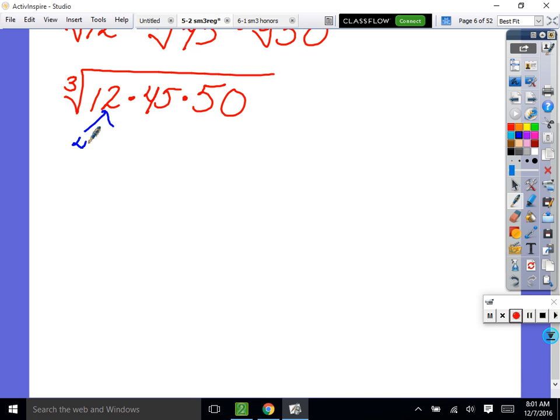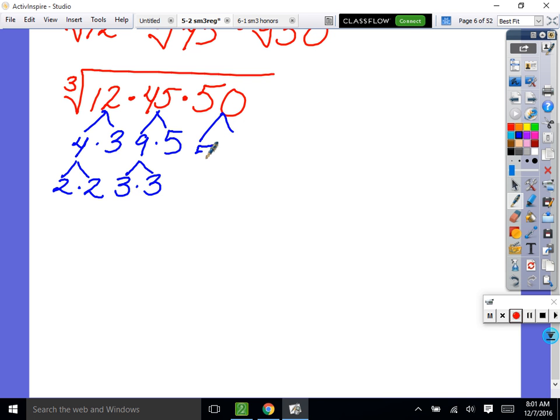12 breaks down into 4 times 3. 4 breaks down into 2 times 2. Is everybody with me? 45 is 9 times 5. 9 breaks down into 3 times 3. 50 breaks down into 5 times 10, and 10 breaks down into 5 times 2. I'm going to go through, since there's so much going on, and make sure I don't double dip. So I'm going to cross out things I've rewritten as other factors. 4 I rewrote as 2 times 2. 9 I rewrote as 3 times 3. 10 I rewrote as 5 times 2.